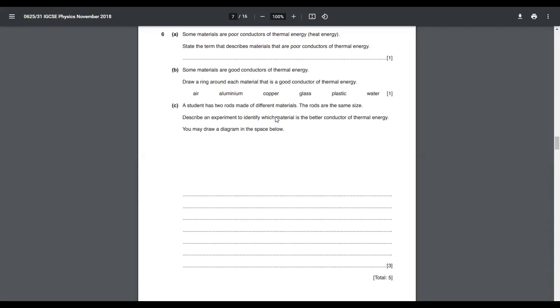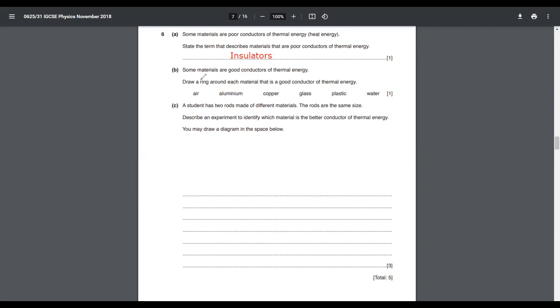Question. This is November 18. Some materials are poor conductors of thermal energy, heat energy. State the term that describes a material that is a poor conductor of thermal energy. Simply, this will be an insulator. Okay, this is the first thing.